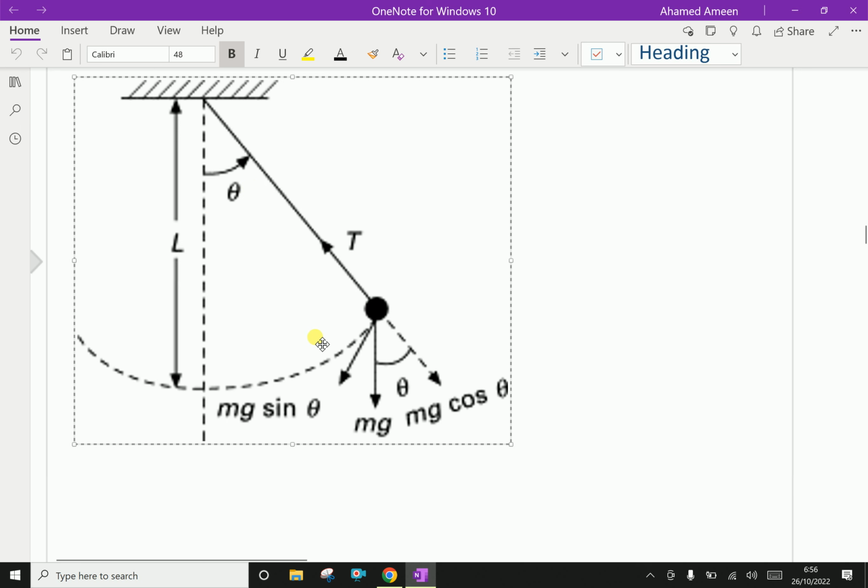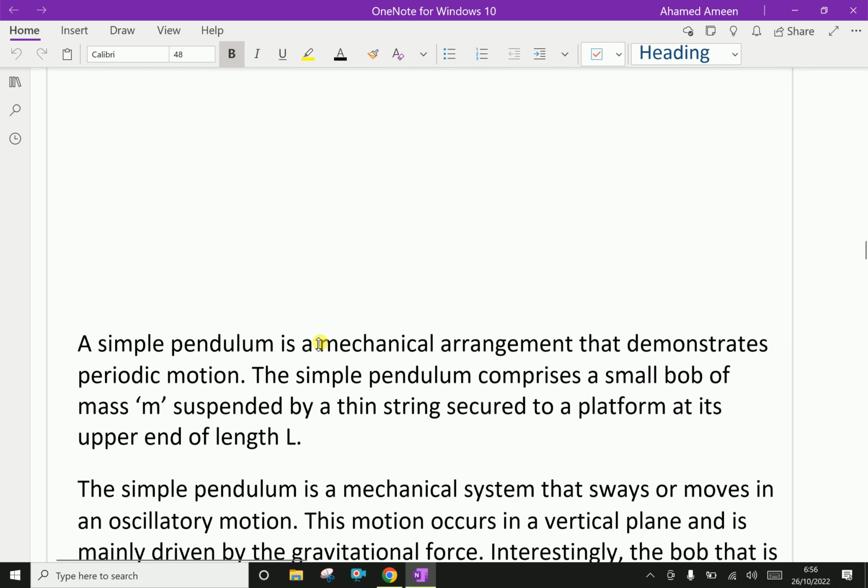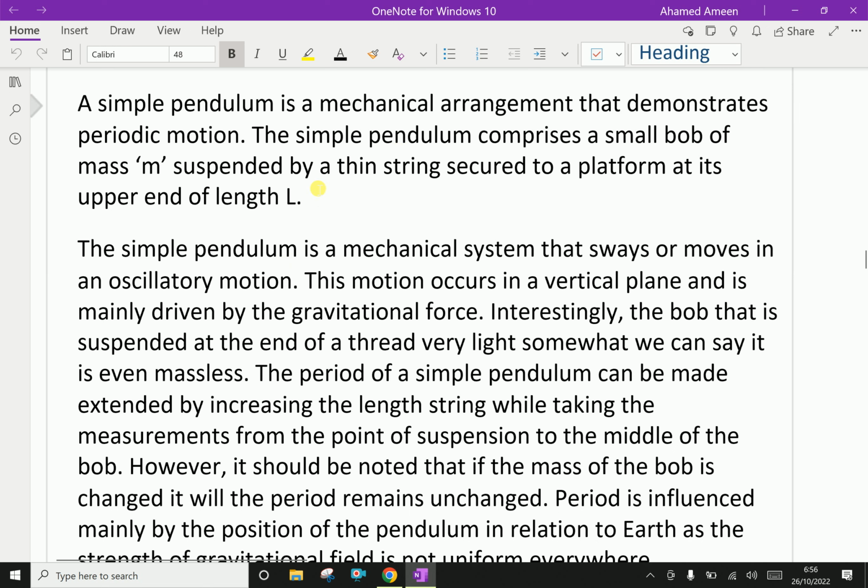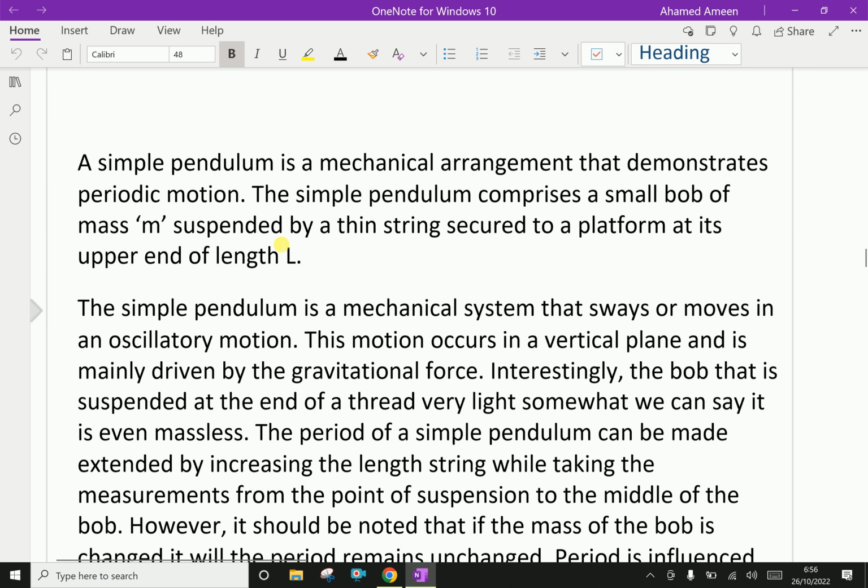Now we'll discuss the simple pendulum. A simple pendulum is a mechanical arrangement that demonstrates periodic motion. That means the movement of the bob is periodic. That means at a fixed time it completes some number of oscillations. The simple pendulum comprises a small bob of mass m suspended by a thin string secured to a platform at its upper end, of length L. As shown here.